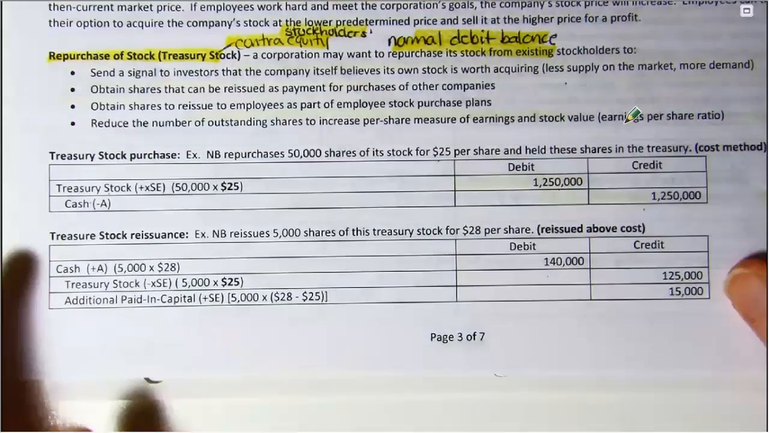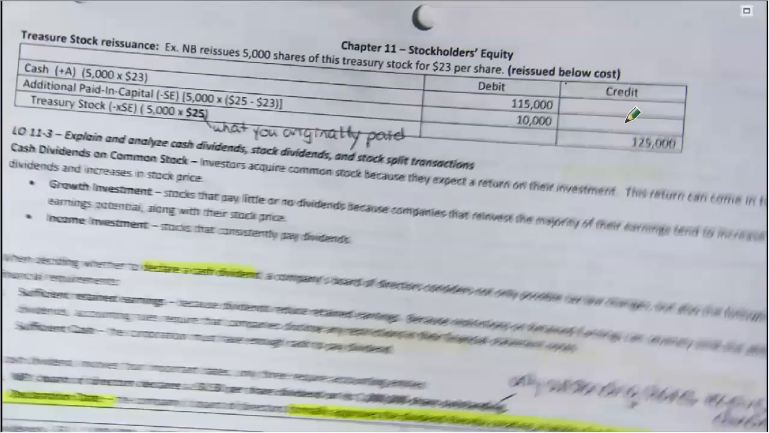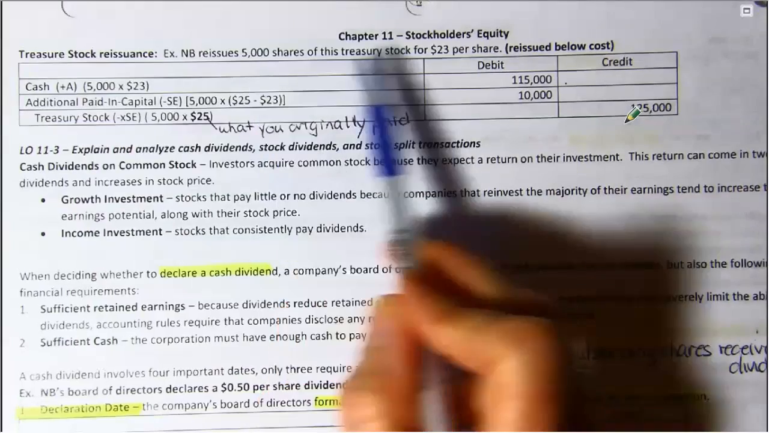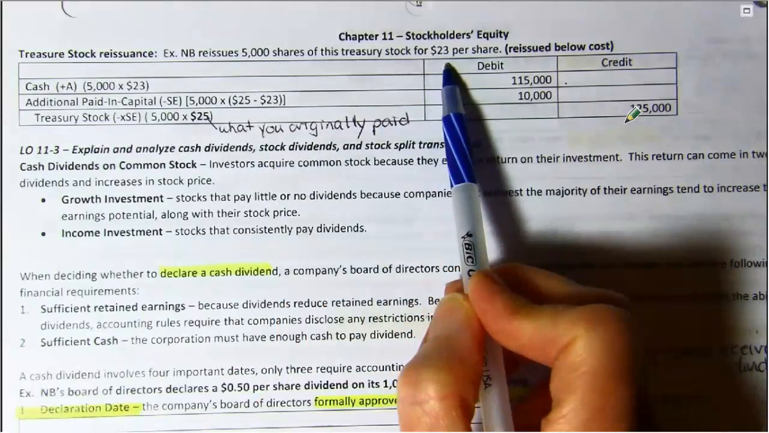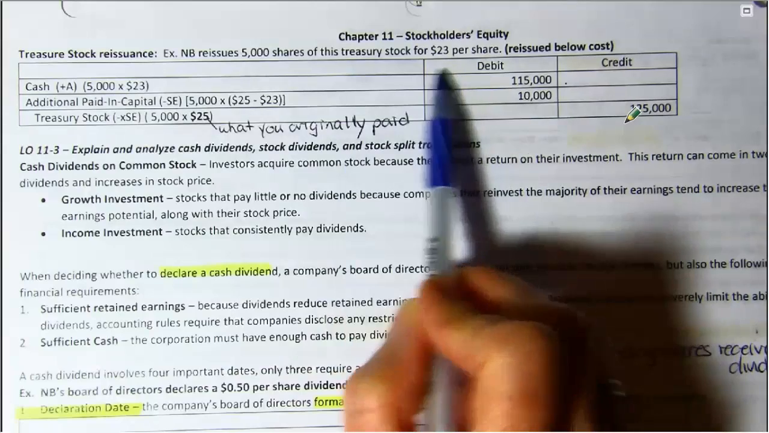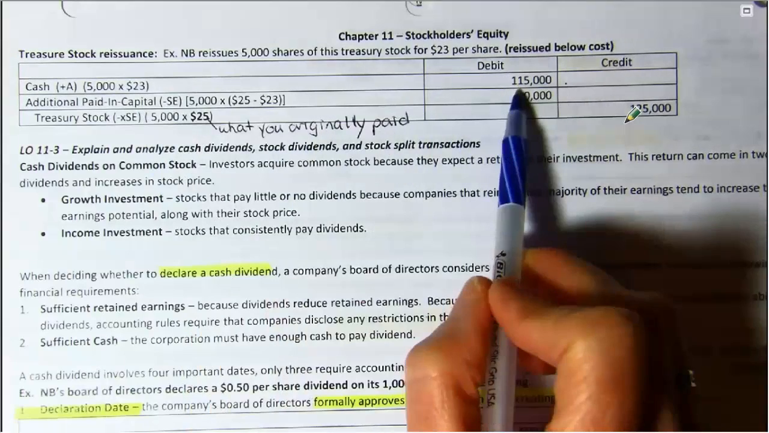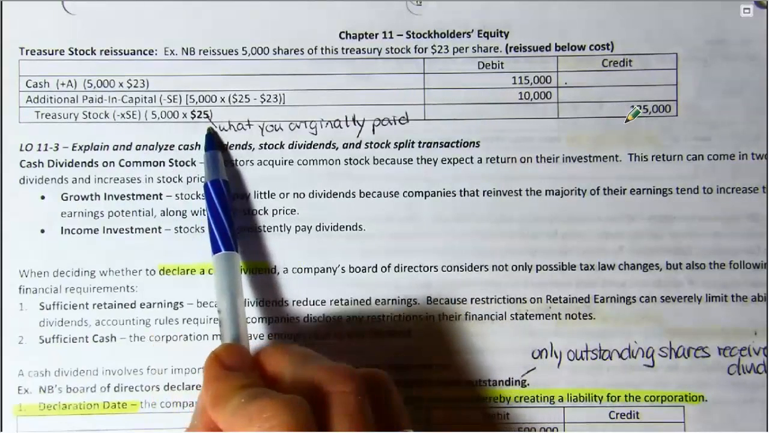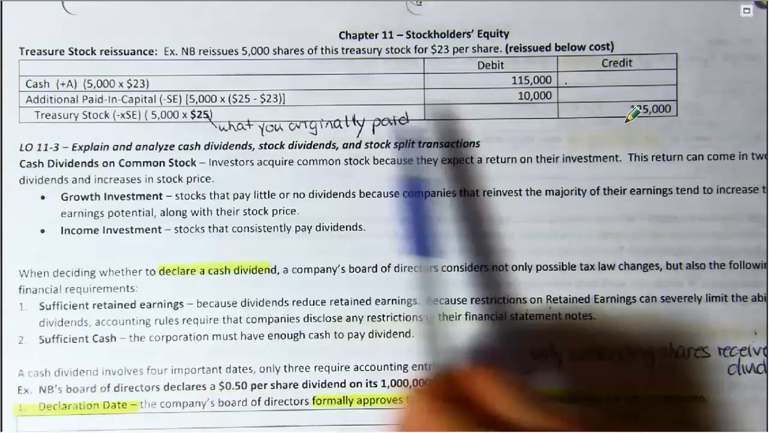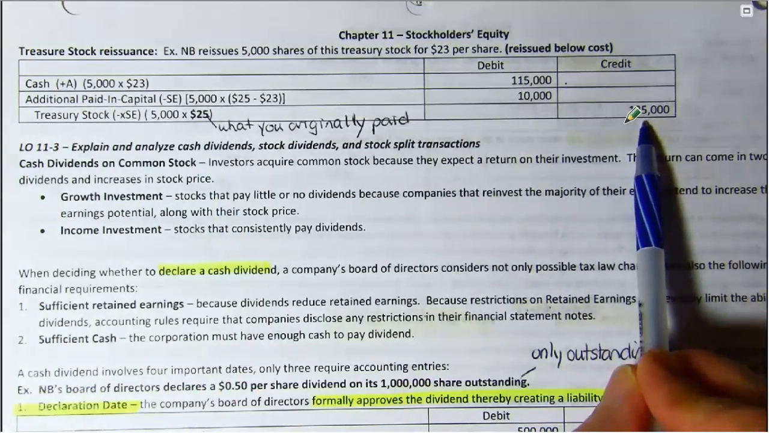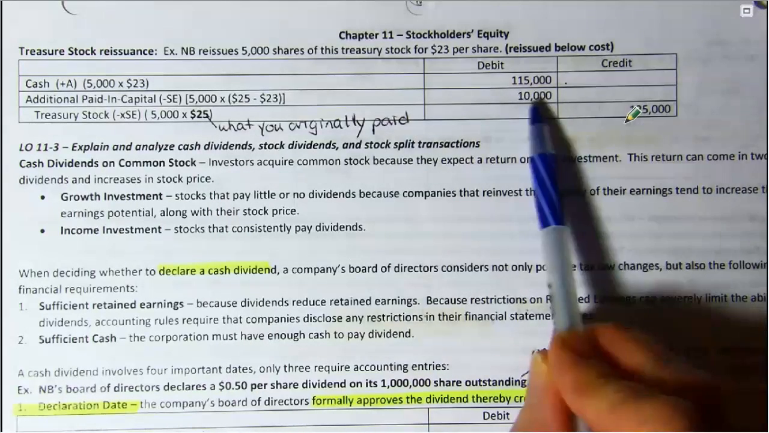What if you resell it at a price below what you paid for it? Well, this is what we would do. We would take the number of shares times what you sold it for, because that's the only way we can determine cash, right? The number of shares times the selling price. 5,000 times 23, that gives you 115,000. You always credit Treasury stock at what you originally paid, 5,000 shares times 25. This time we will debit to reduce additional paid-in capital.